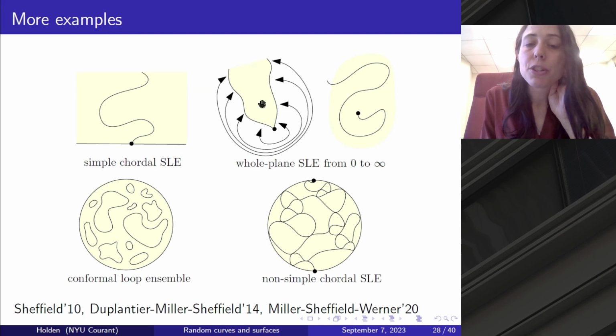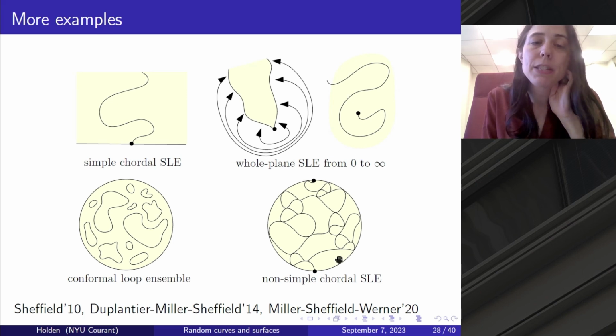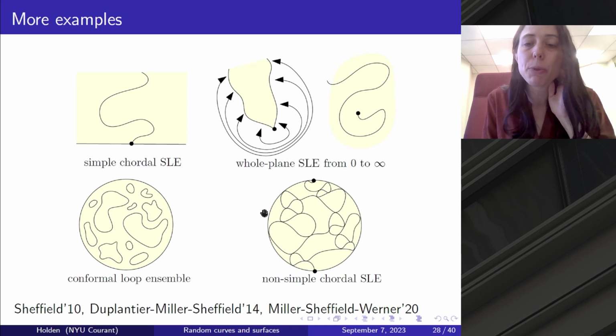Here is another result, which was proven in a work by Duplantier, Miller, and Sheffield. They consider a surface with half-planar topology. They're gluing together the left and right boundary arcs, and they're getting a particular surface with whole plane topology, which is decorated by an independent SLE curve connecting 0 and infinity. And these figures illustrate some other results that I will not go through in detail.